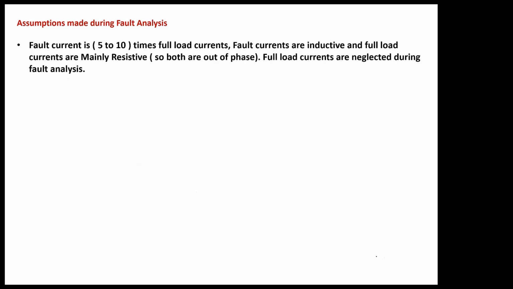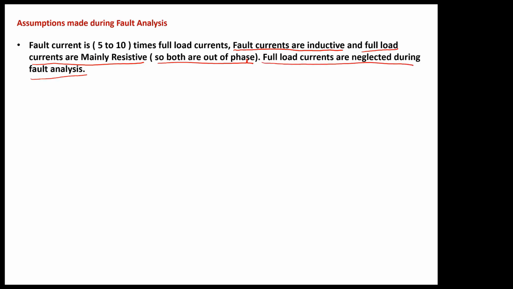So next is assumptions made during short circuit fault analysis. The first point is fault currents are 5 to 10 times full load currents, and fault currents are mainly inductive. Why? Because we already know the reason. Fault currents are mainly inductive, and full load currents are mainly resistive. So both are out of phase. Resistive current and inductive currents are 90 degrees out of phase.